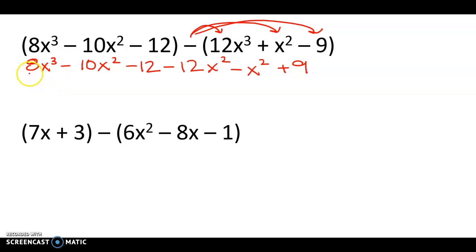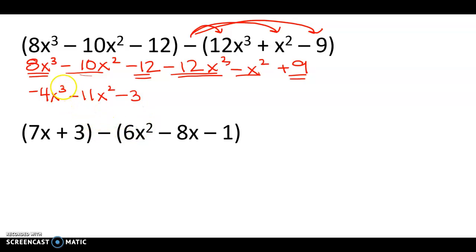Now I'm going to combine my like terms. So starting with my highest, this should be a 3. Sorry about that. So I've got 8x cubed minus 12x cubed. So that gives me negative 4x cubed. Then go to my squareds. I have negative 10x squared minus x squared, which gives me negative 11x squared. And I have negative 12 plus 9, which gives me negative 3.